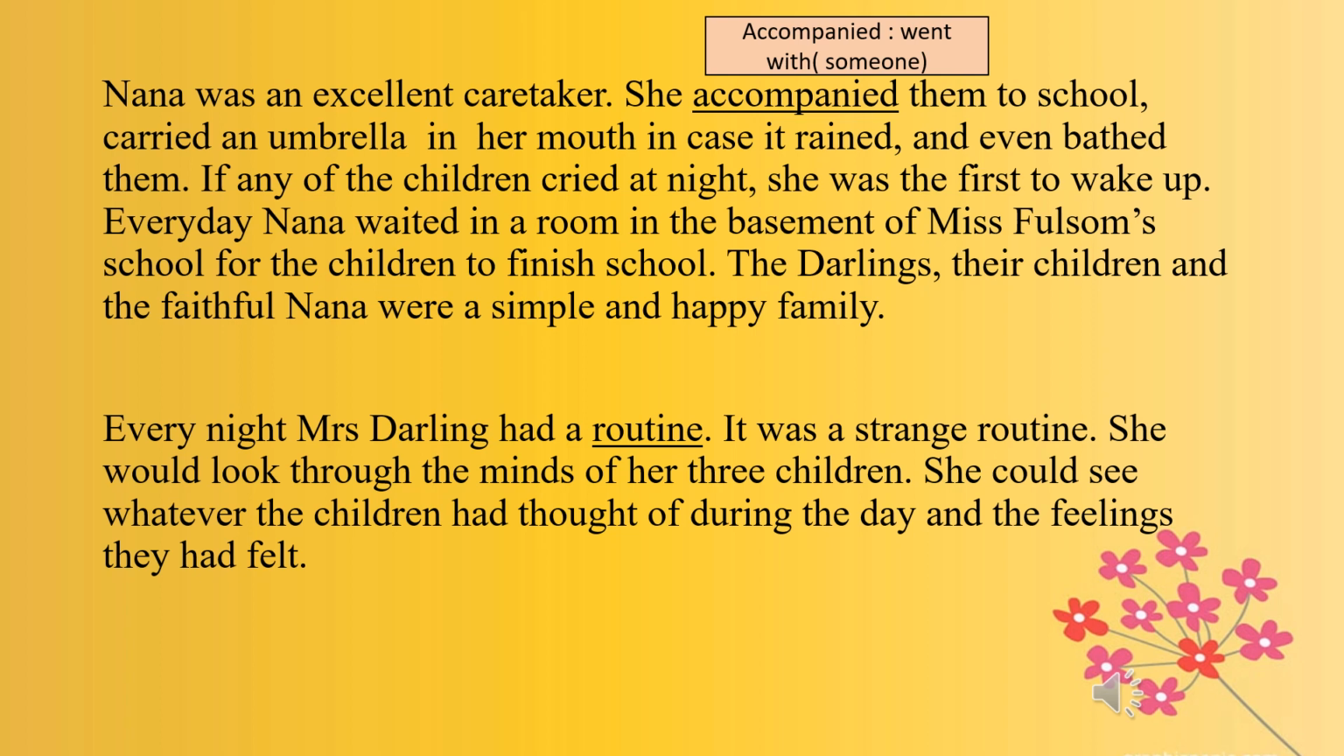Every night, Mrs. Darling had a routine. Routine means actions that are performed regularly or daily. It was a strange routine. She would look through the minds of her three children. She could see whatever the children had thought of during the day and the feelings they had felt.